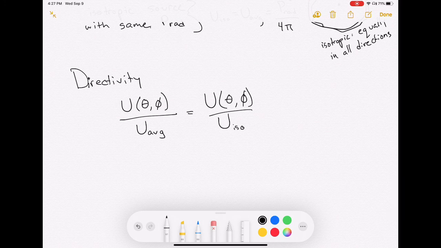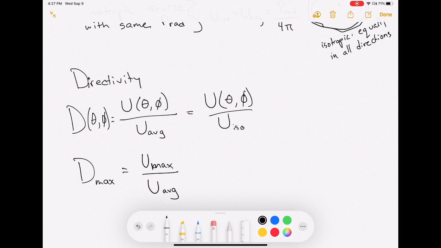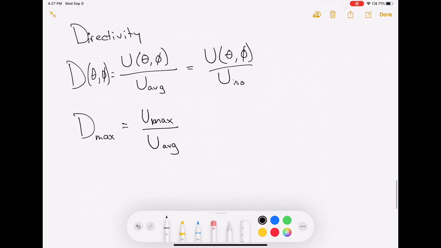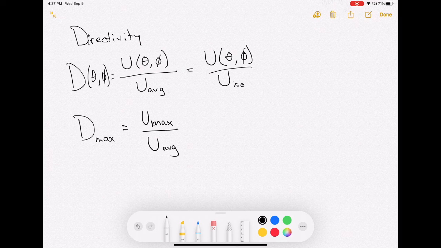Now, a lot of the time, people will say, what is the directivity of an antenna? And they don't want you to give a function of theta and phi. They want to tell you the max directivity of that antenna. So we'll write directivity as a function of angle here, but we will also write D max is U max over U average. Kind of obvious, but kind of important. Now, both of these terms have the radiated power in them, which is an important thing.